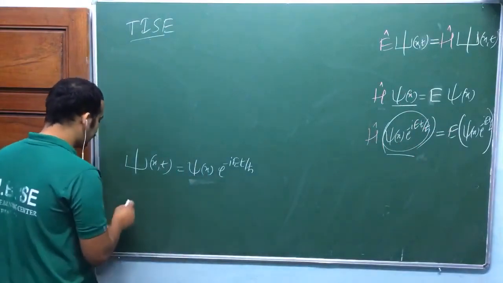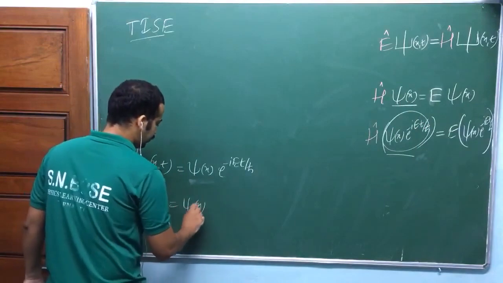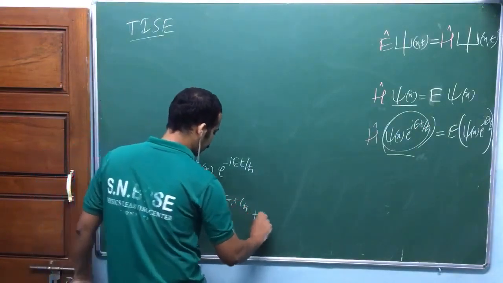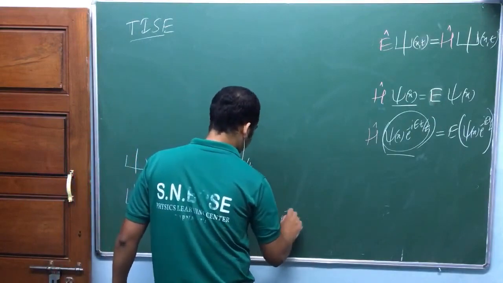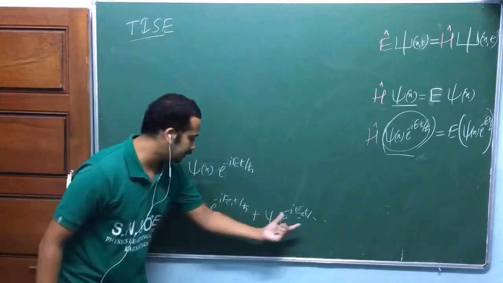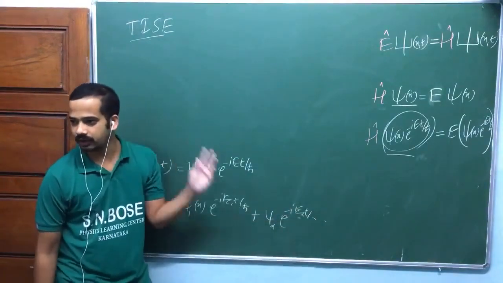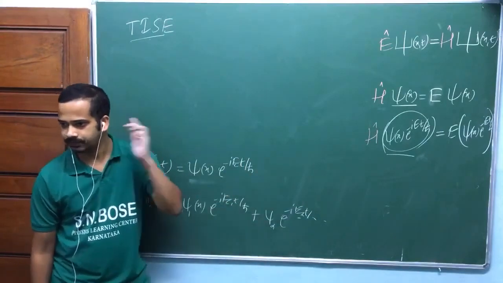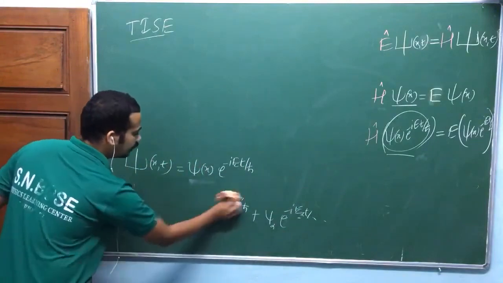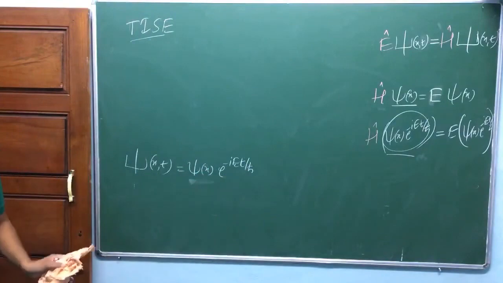Suppose you linearly combine and write your wave function as c1 psi 1 of x e to the power minus i E1 t by h bar plus c2 psi 2 e to the power minus i E2 t by h bar. If you linearly combine, you can't call it an eigenstate. Suppose you operate the Hamiltonian and check this out. You will not get a constant times the same function. I'll come to that linear combination state in a moment. But this is called an energy eigenstate.